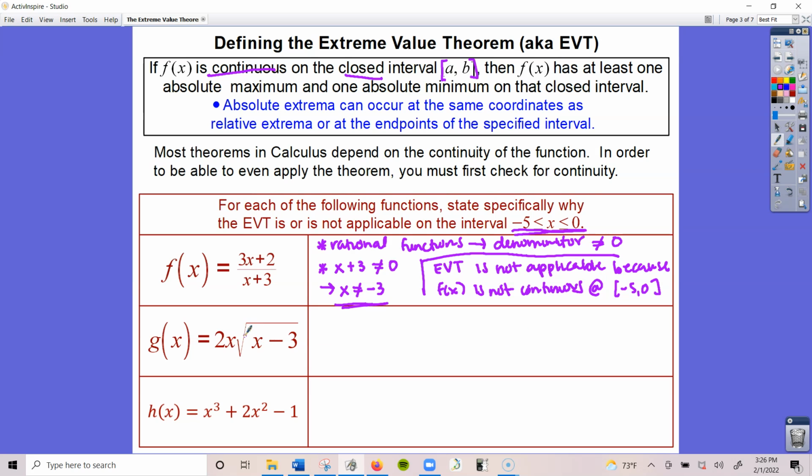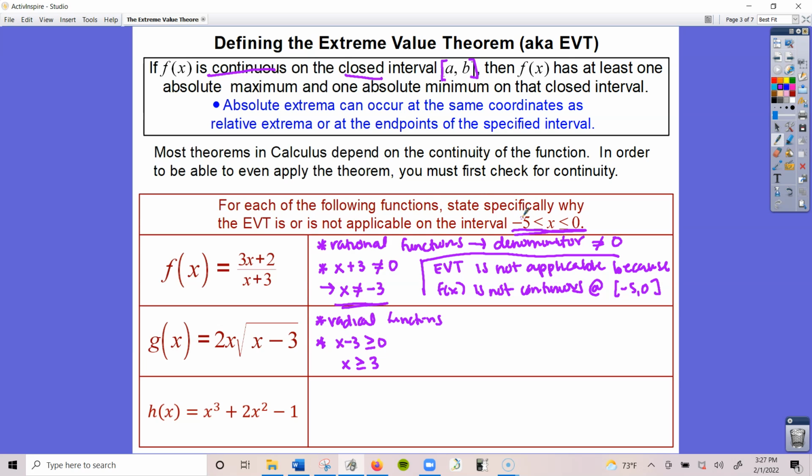Now if we're looking at g(x) is equal to 2x times the square root of x minus 3, this is a radical function. Now what we know about radical functions, especially square roots, or any even root, you can never have a negative inside of that radical because then we would end up with the imaginary unit. So what that means is that whatever is inside of the radical, that x - 3, it has to be greater than or equal to 0, meaning either 0 or positive. If I add the 3 over, I would get that x has to be greater than or equal to 3.